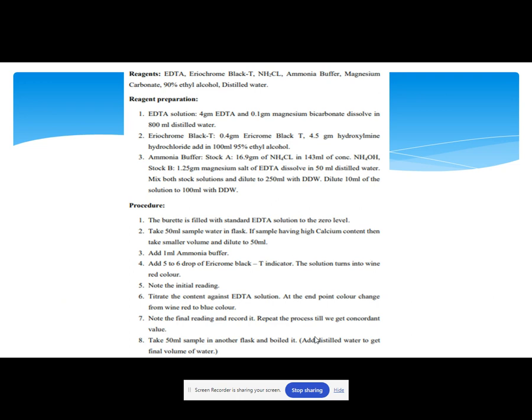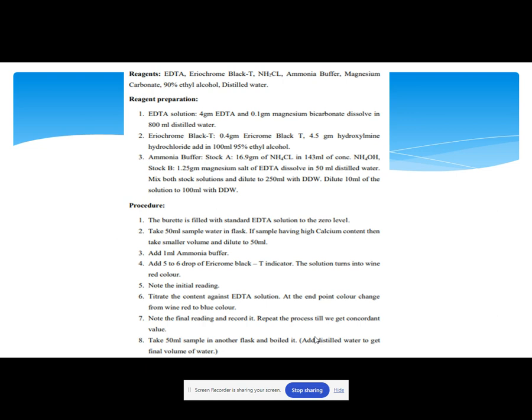First step in the procedure, we start by filling the burette with EDTA solution up to zero level. Then we pipette out 50 ml of standard hard water. Then add 1 ml of buffer solution. We add a few drops of indicator, and initially a violet color appears. On titrating with EDTA, it changes to blue color. In this way, we repeat the experiment a minimum of 3 times, in which the last two readings must be concurrent.